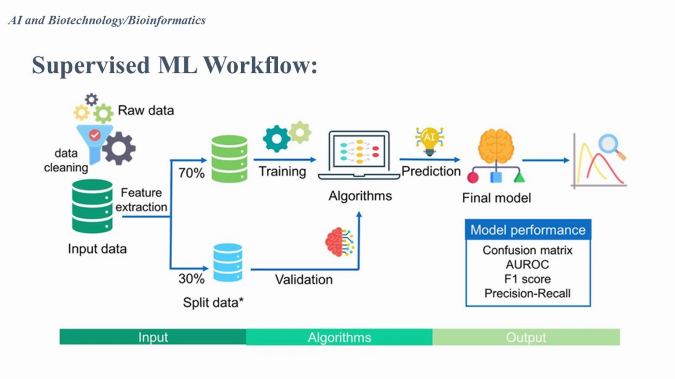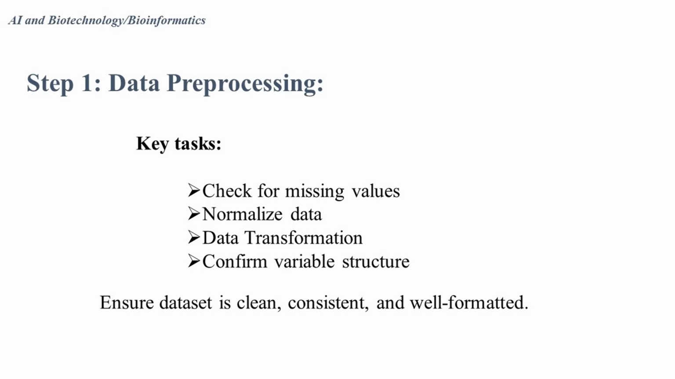Before we jump into coding, let's take a quick look at the main steps that make up the supervised learning workflow. No matter which algorithm you choose, whether it's a random forest, SVM, or artificial neural network, the process usually follows the same core stages. Step 1 is data pre-processing. Before training any model, we need to make sure our dataset is clean, consistent, and well formatted. So this first step includes checking for missing values, normalizing the data, and making sure all variables are in the right structure for further analysis.